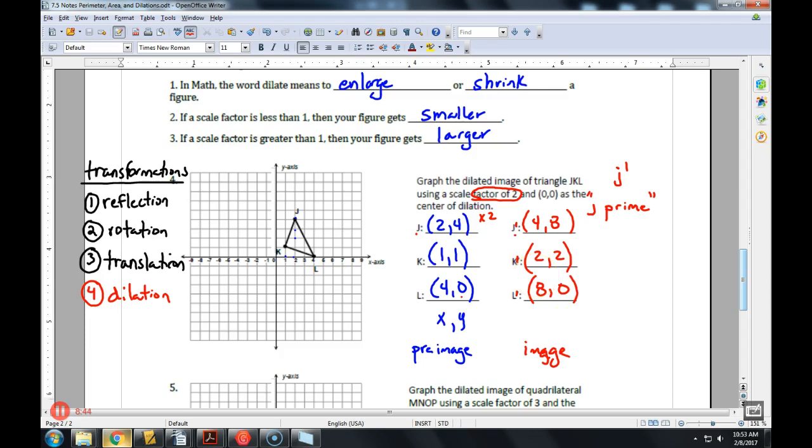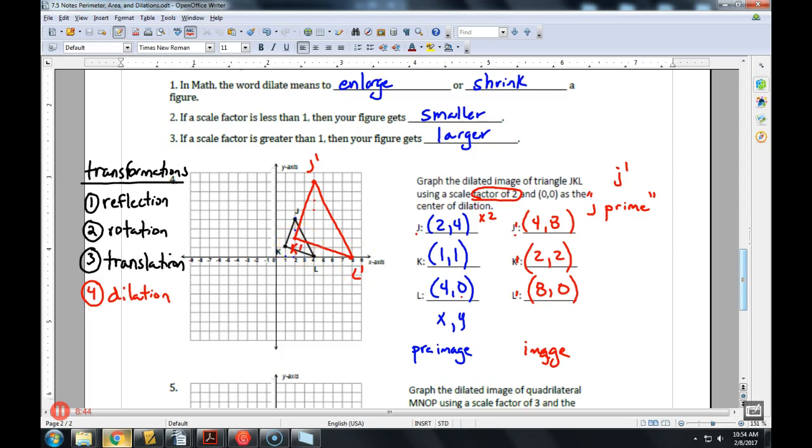So let's get the points on the grid. We have 2, 2. We have 8, 0. And we have over 4, up 1, 2, 3, 4, 5, 6, 7. So here is my new triangle under a dilation or a scale factor of 2. I blew it up by a factor of 2. Okay, so this is the new J, that's J prime. This is the new L, L prime. And right here is the new K, K prime.